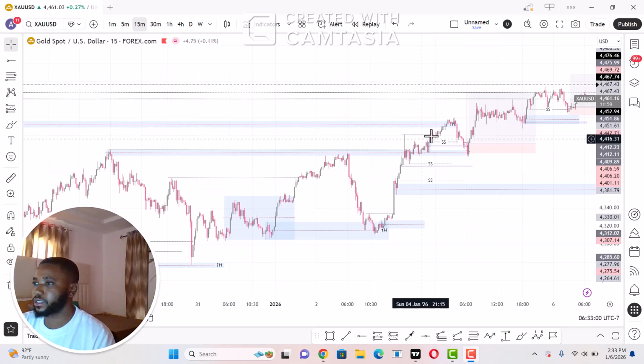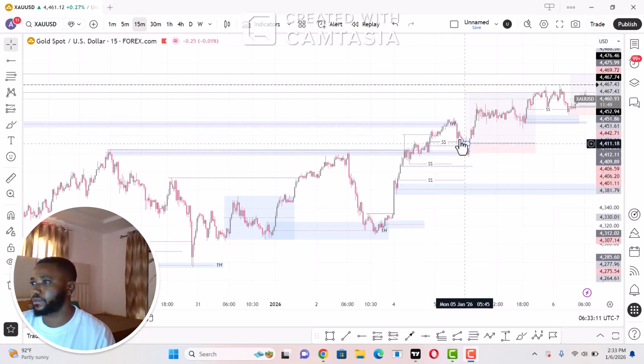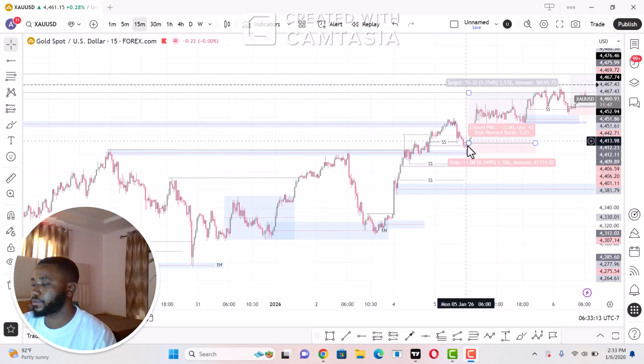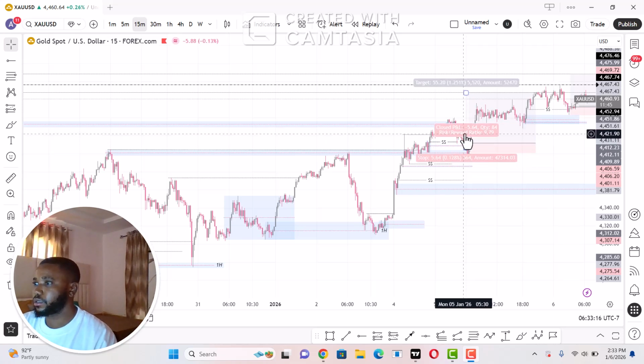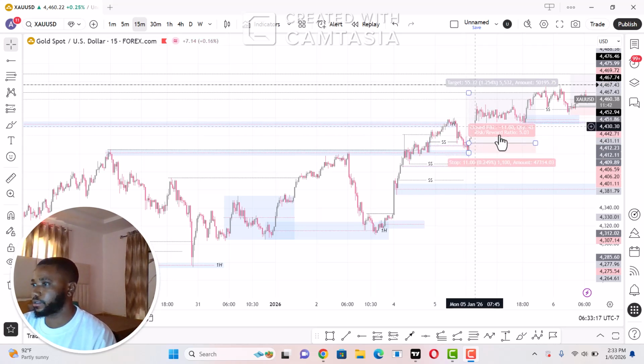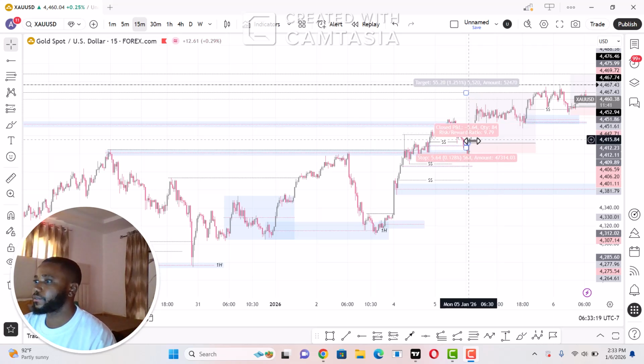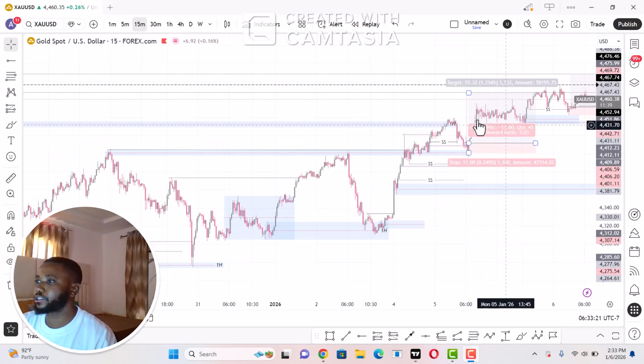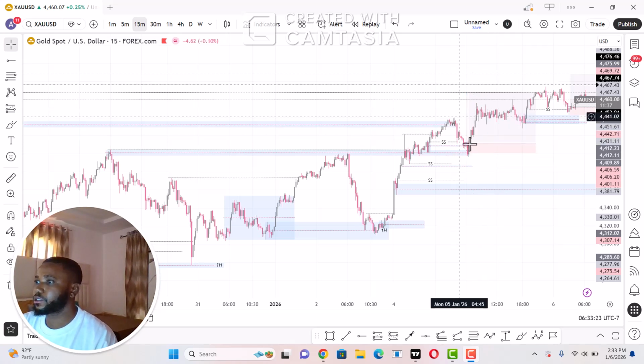Sorry, after this break of structure right here, there's an area that broke this structure and the market reacted to the area, and I have to do what the market is doing. And the market later took me out, and then I entered my trade and caught the trade again. So let me show you the first trade, how I took the first trade. Let's go to the 5 minute time frame.